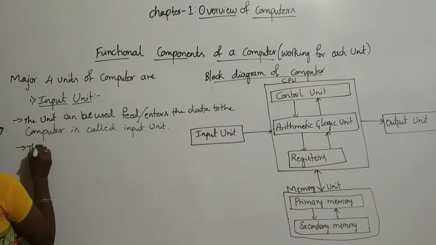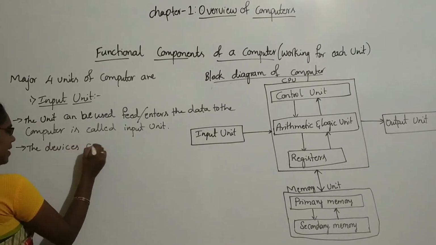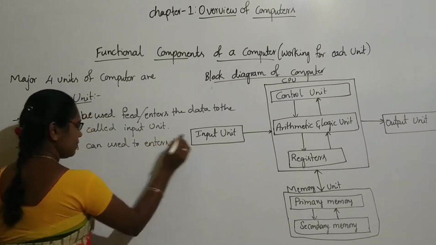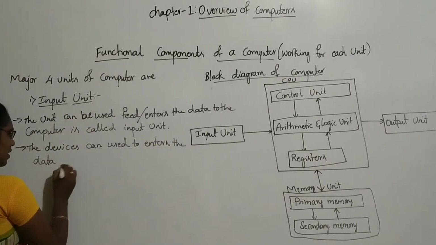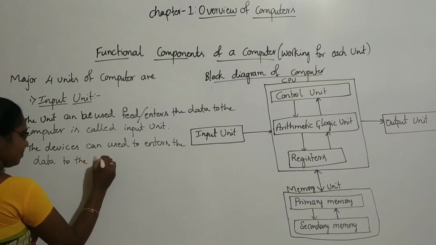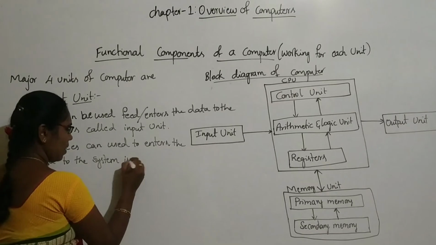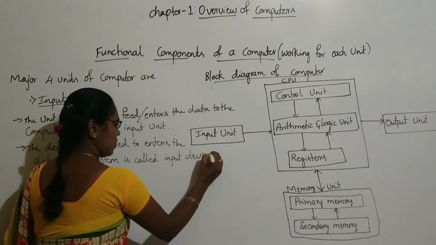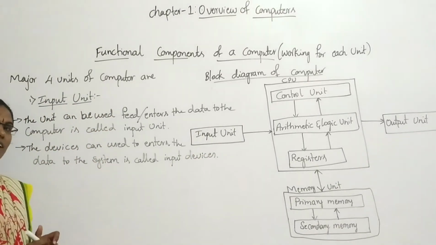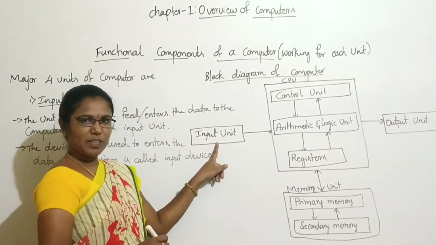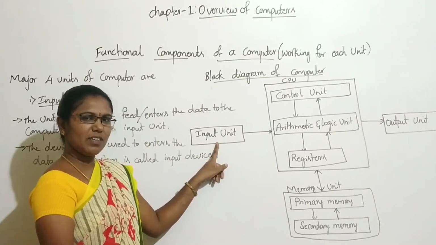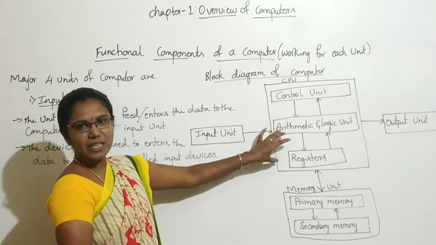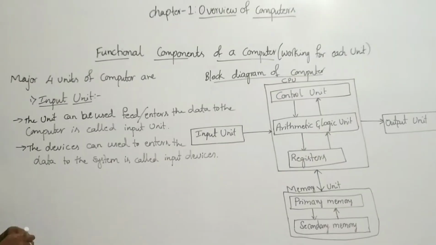The different devices that can be used to enter the data to the system, here system means computer system, are called input devices. Whatever devices we use to enter the data. Here the input unit contains many input devices. Different data is given by using different input devices. Whatever devices we use to enter the data to the computer system are called input devices.